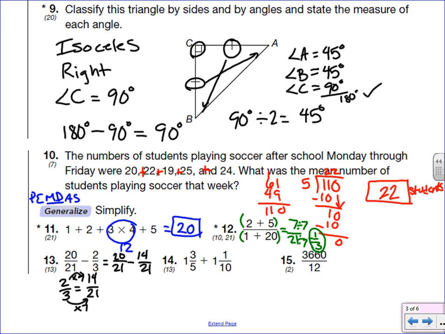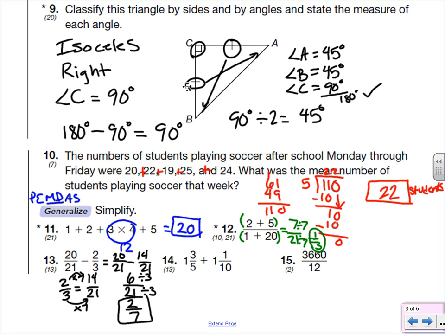And 20 minus 14 is 6. And then the denominator stays the same. So 6 over 21. Both 6 and 21 have a factor of 3 that I can pull out. 6 divided by 3 is 2. 21 divided by 3 is 7. So my final answer is 2/7.